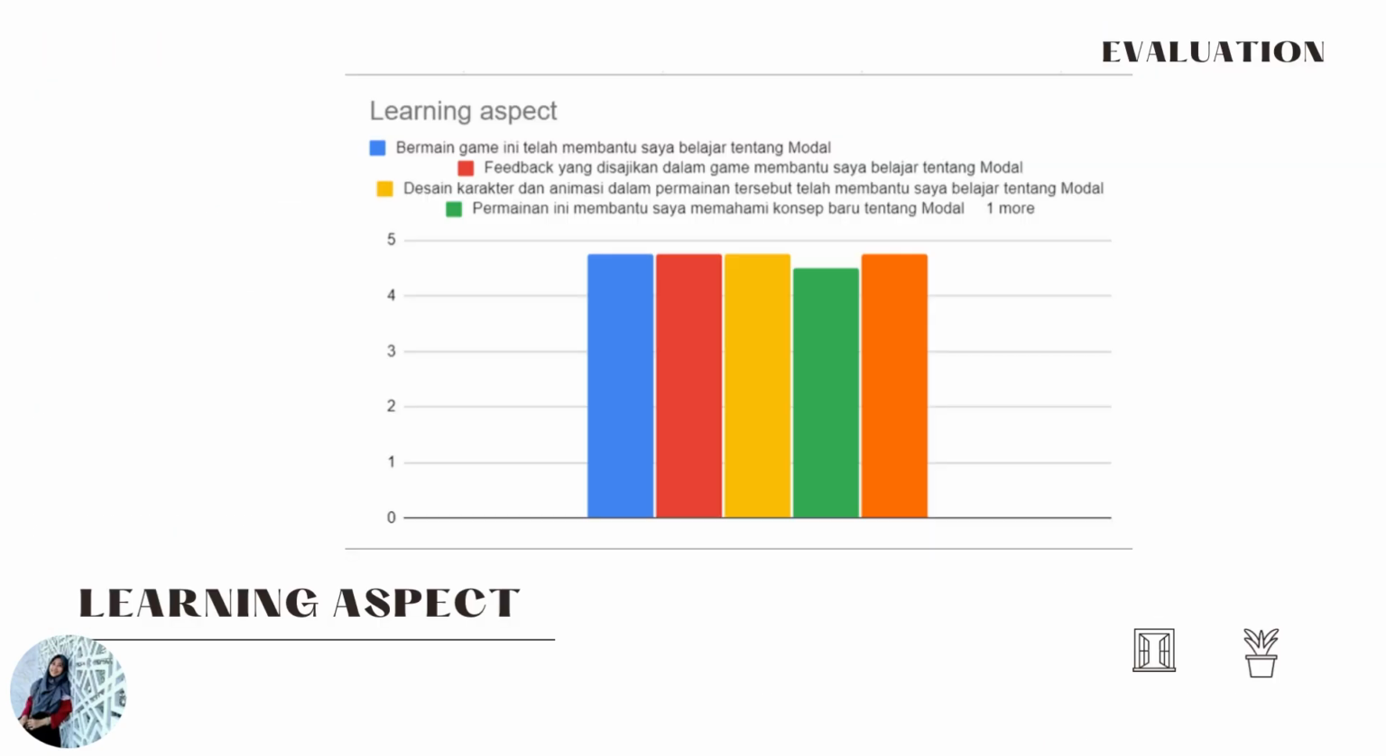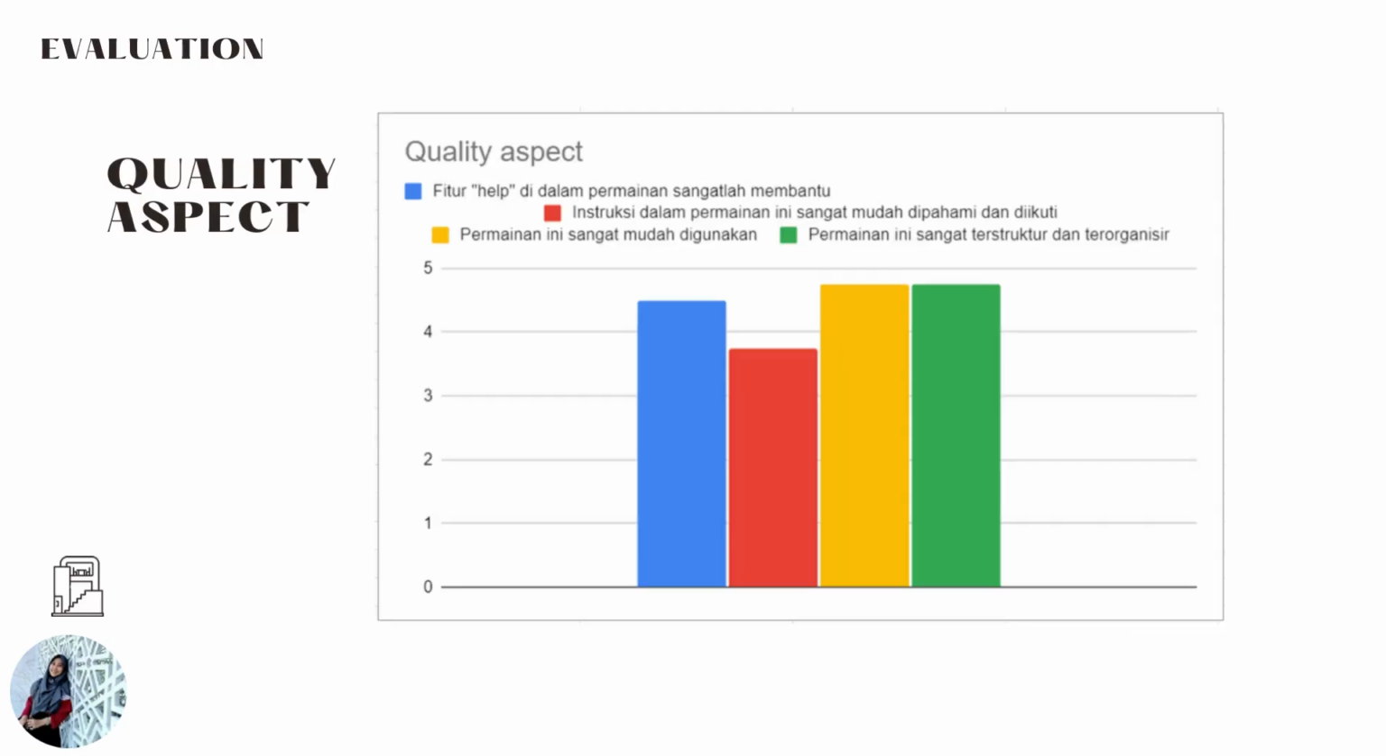LOES measures three aspects to evaluate the learning tools. They are learning aspect, quality aspect, and also engagement aspect. Here's the result of each aspect. Number one, the learning aspect. The average of the learning aspect, judging from whether or not the learning object helps the player to understand more about models, results in a high value, which is 4.75 and 4.50 respectively. It indicates that the learning object can assist the learners to understand more about models.